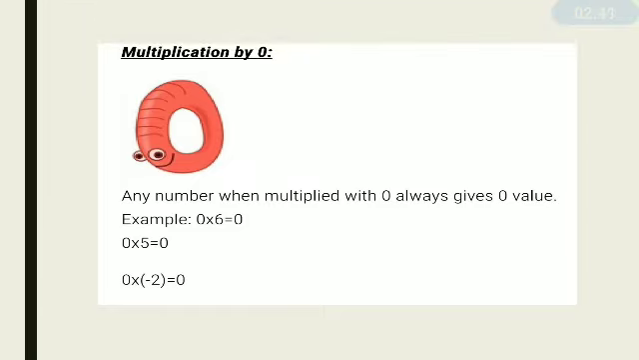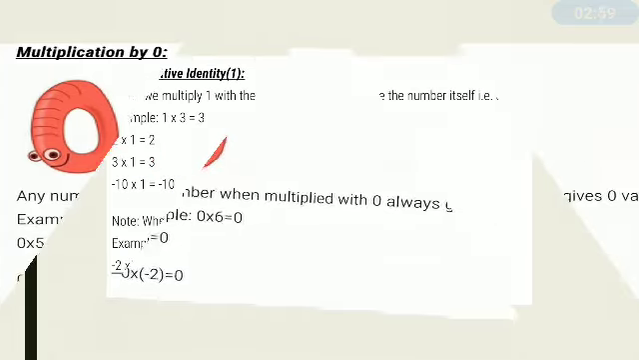Now multiplication by 0. Any number when multiplied with 0 always gives you 0 as an answer, as you can see in the example.